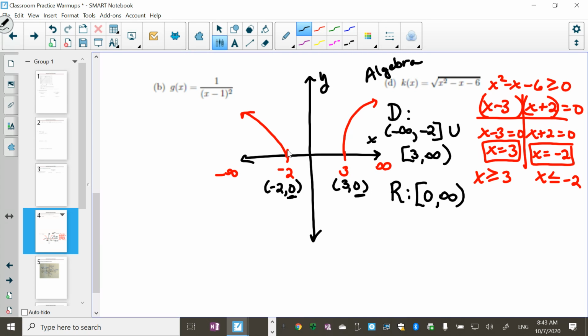So I wanted to show you kind of a weird one with a radical. So you can do things like this and it shouldn't bother you that much because you can do the algebra, you can look at your graph, and then you can do your domain and range.